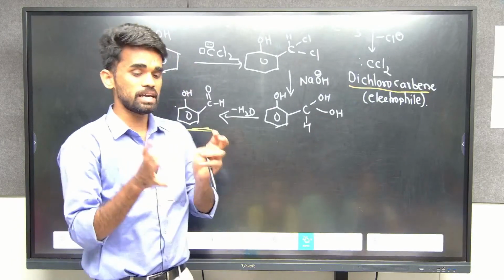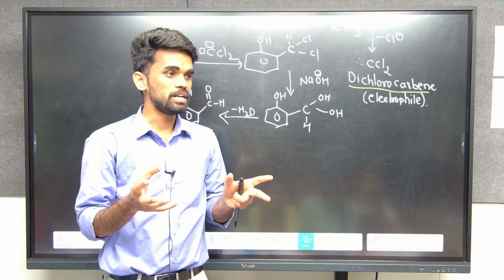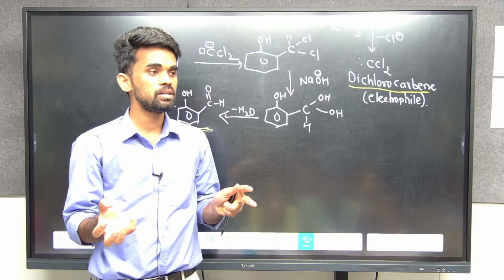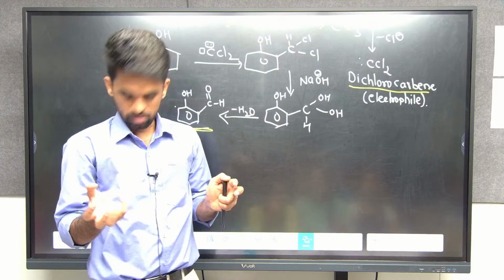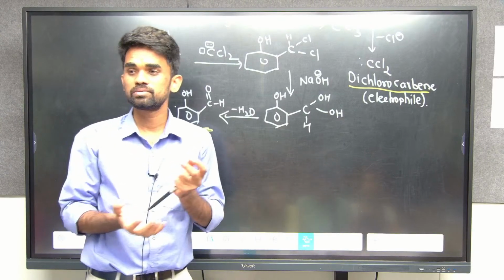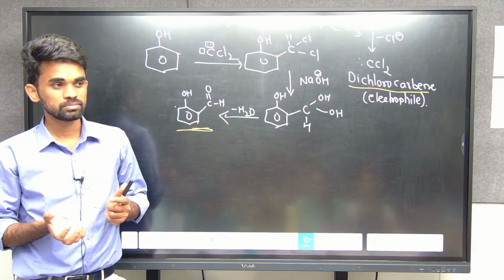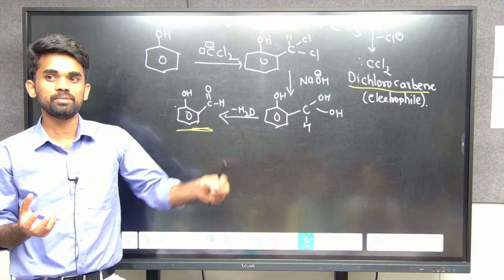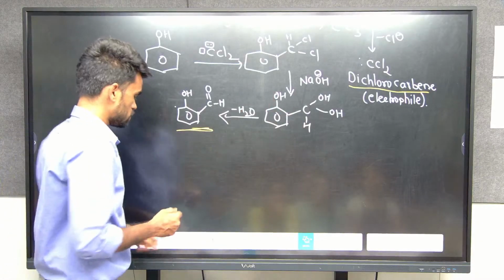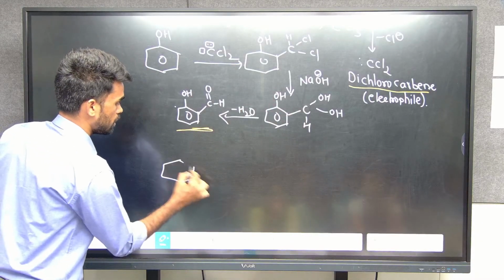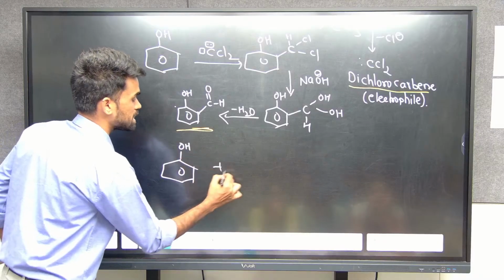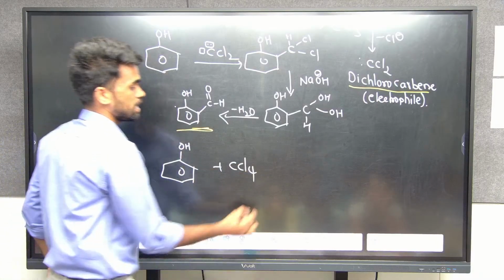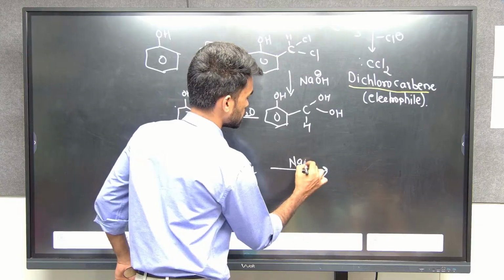So now tell me once again. Reimer-Tiemann reaction. Phenol reacts with chloroform in alkali medium. Okay. So now the same phenol reacting with CCl4. What is that? CCl4. So in NaOH medium only.